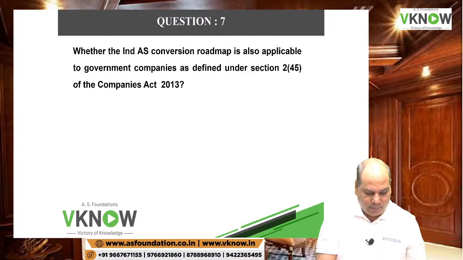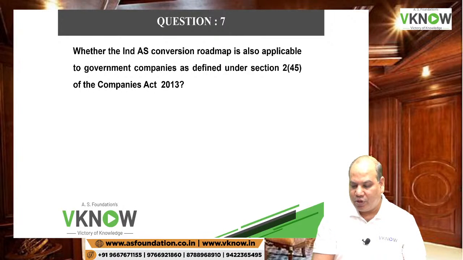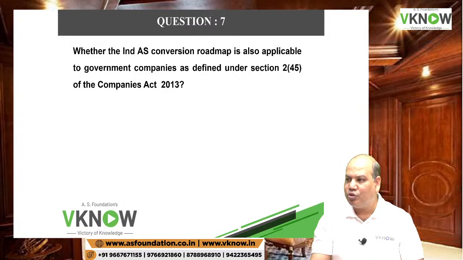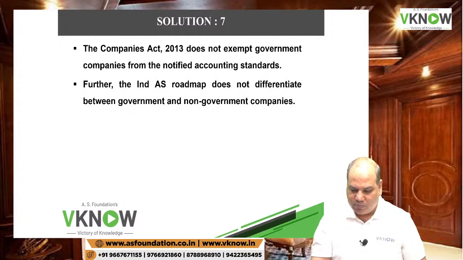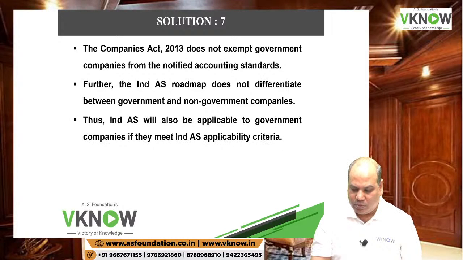Question number 7. Whether Ind AS conversion roadmap is also applicable to government companies as defined under section 245 of the Companies Act 2013. Already answered in the notes. It is applicable to all companies which meet either the net worth criteria or listing criteria, not applicable to banking companies and insurance companies for the time being. Okay, so this is the answer. Yes, it is applicable to government companies. Ind AS roadmap does not distinguish between government and non-government companies.